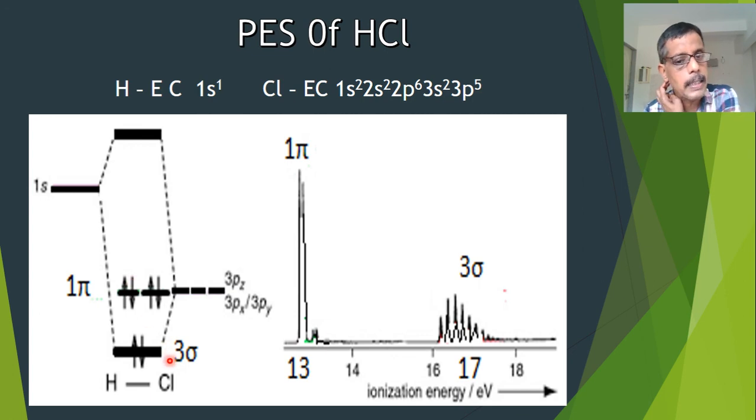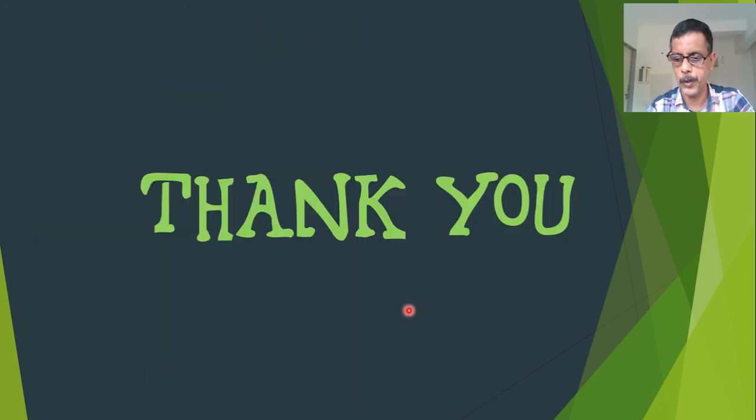Now if you see the spectrum, there should be 2 peaks, one corresponding to 3 sigma and another corresponding to 1 pi. You can see the peaks here. The lowest energy peak corresponds to 1 pi, the outermost sublevel with 4 electrons. It is obtained at 13 electron volts of energy. That is the first peak, because removal of the outermost electron is easier. Then the next higher energy peak corresponds to the 2 electrons present in the 3 sigma orbital. So thank you. That finishes photoelectron spectroscopy.